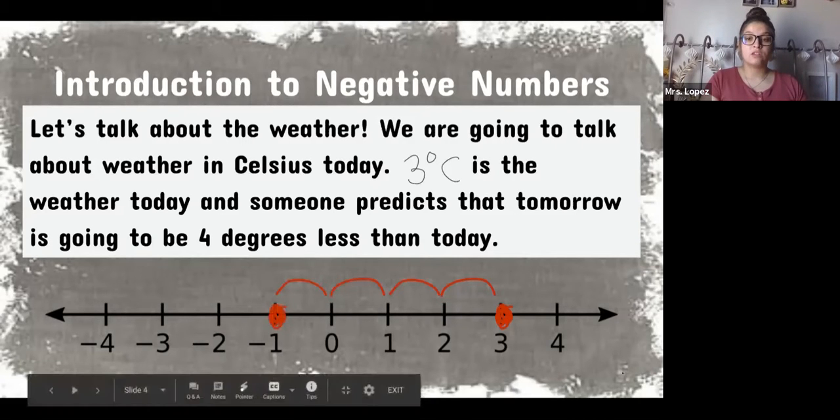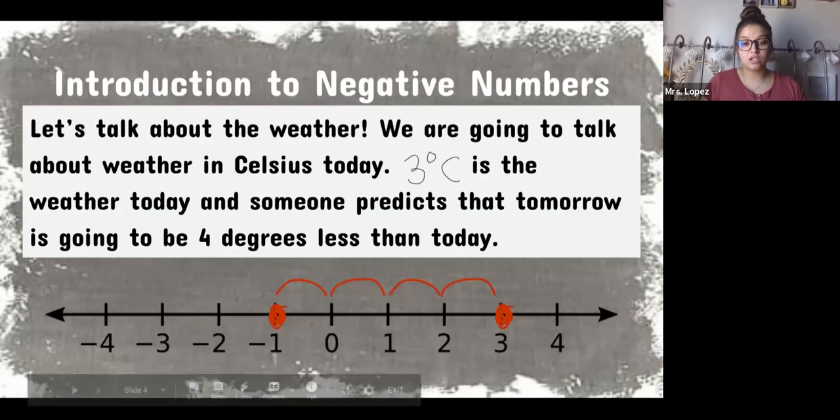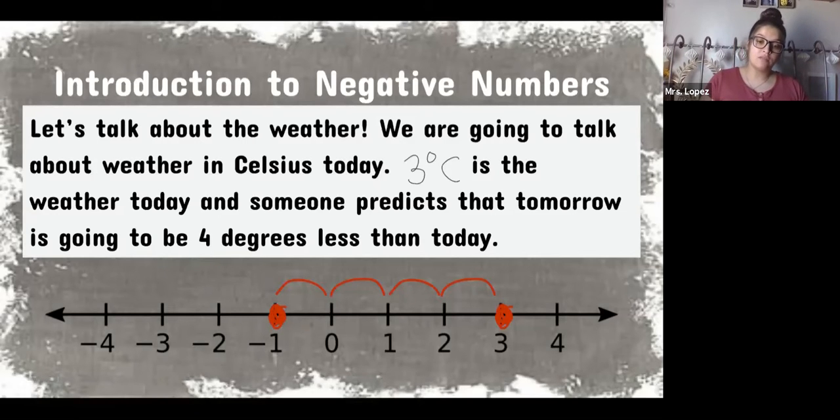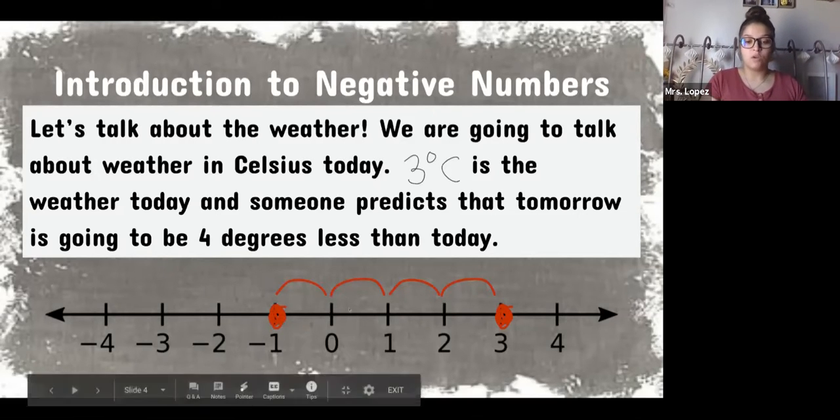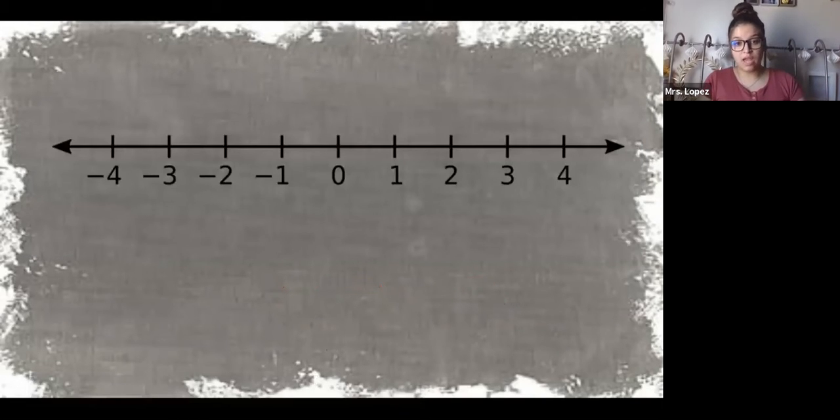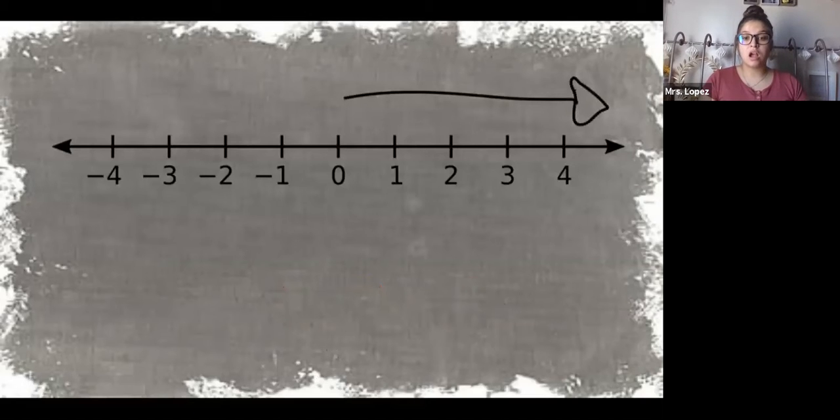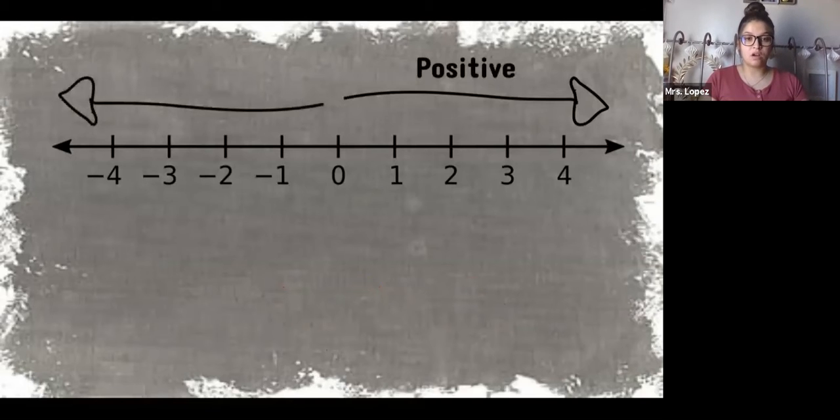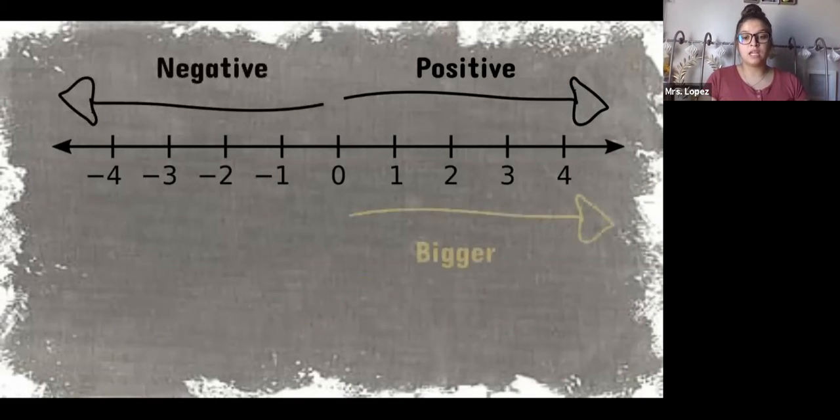So this is when you get into weather and you have negative 1 degrees Celsius, or it depends if you're using Fahrenheit too, but now we're in the negatives. We know that it is below 0. Negative 1 is below 0 right here. On our number line, any number to the right of 0 is going to be positive, and any number to the left of 0 is going to be negative. That means all the numbers to the right of 0 are going to be bigger, and all the numbers to the left of 0 are going to be smaller.